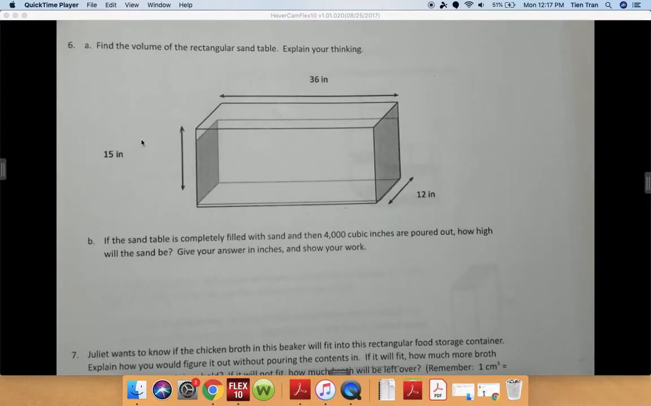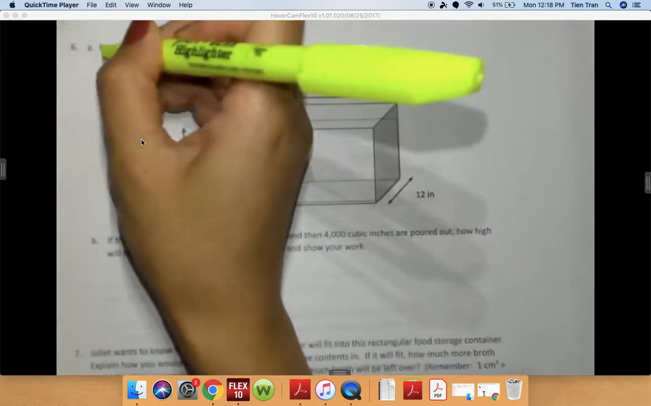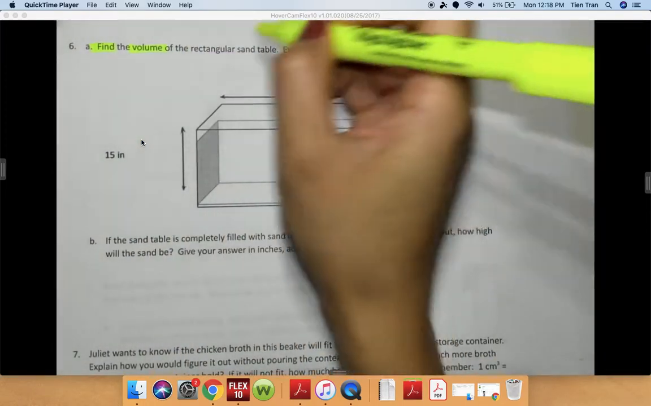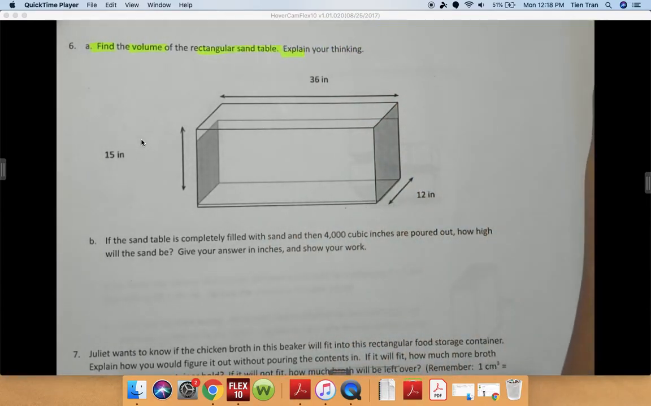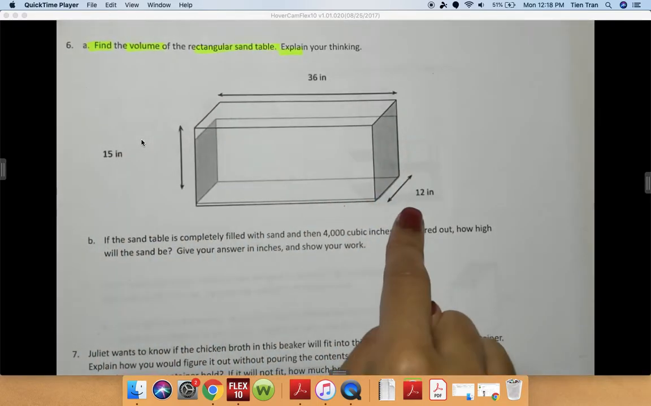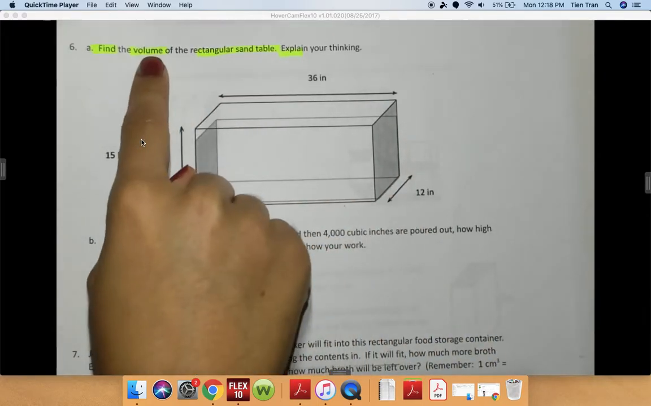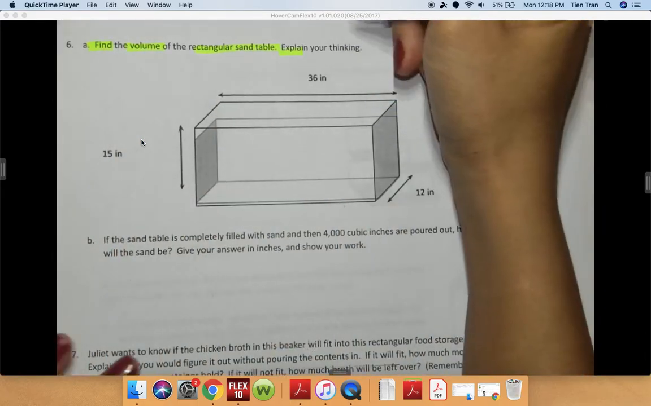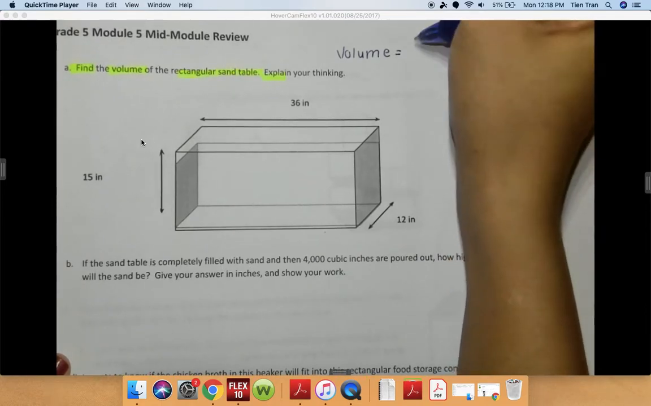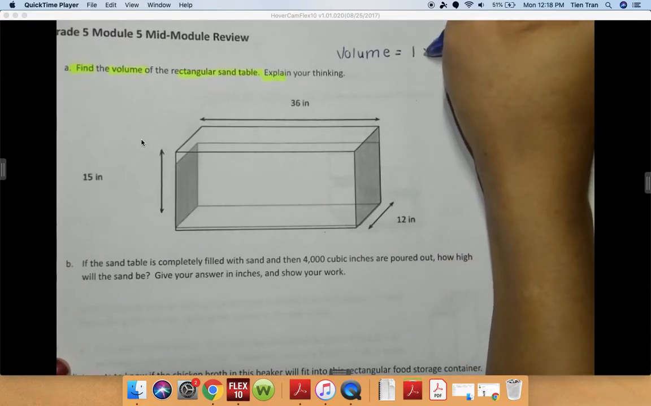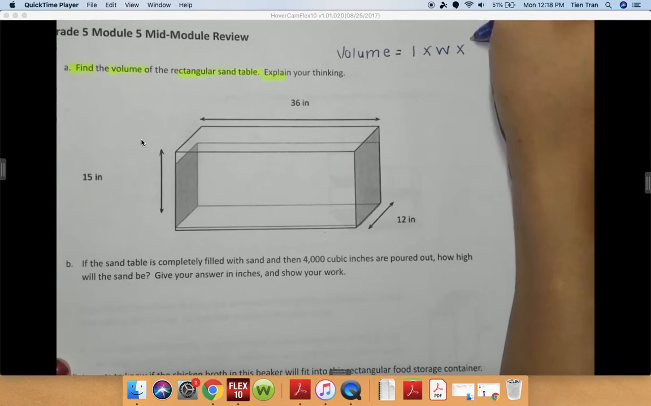So we are on the next part, and for problem number 6, it says find the volume of the rectangular sand table. Explain your thinking. So looking at this problem, I have 3 different numbers. So it's asking me to find the volume, and I remember that volume is equal to length times width times height.